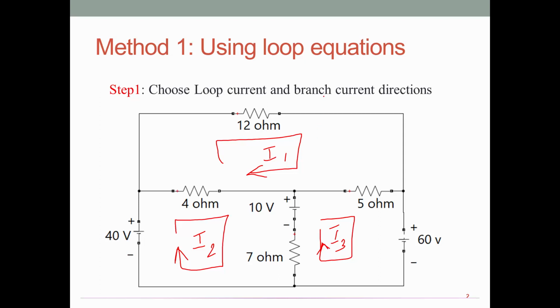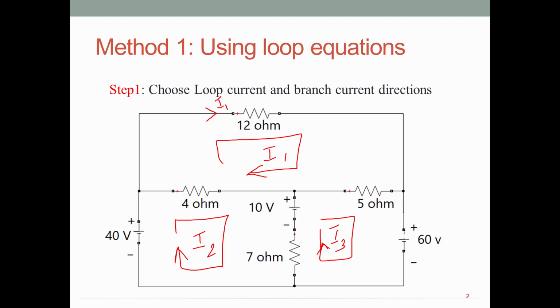Now let us fix the branch current direction. Consider 12 ohm resistor. It takes only one loop current, that is I1 alone. So simply choose this branch current is same as your loop current. If you consider 4 ohm branch, it takes I1 current from right hand side to left hand side, I2 current from left hand side to right hand side.